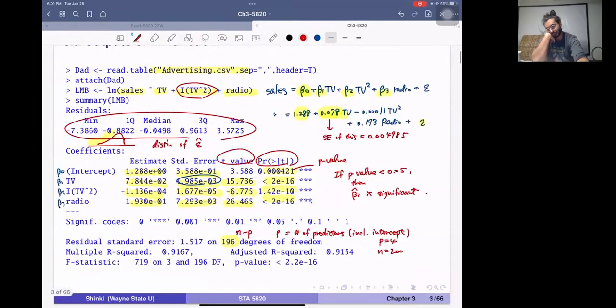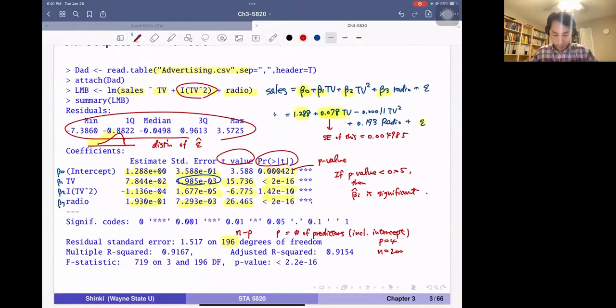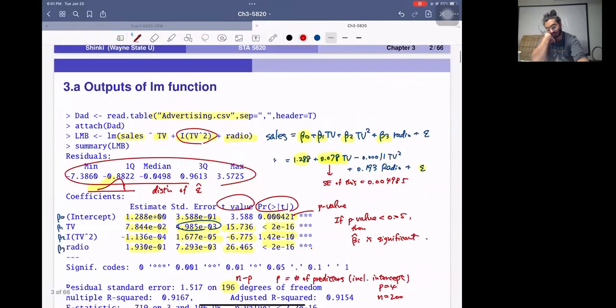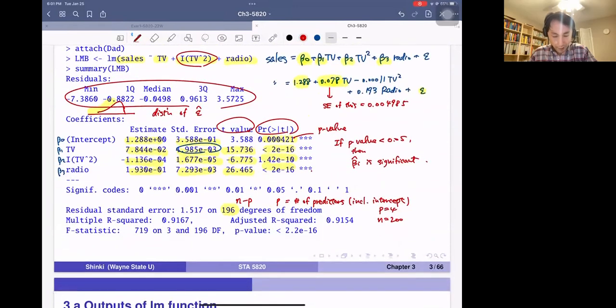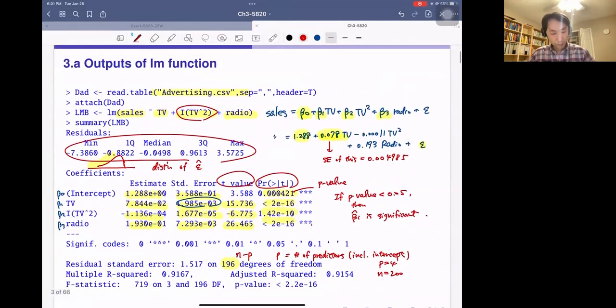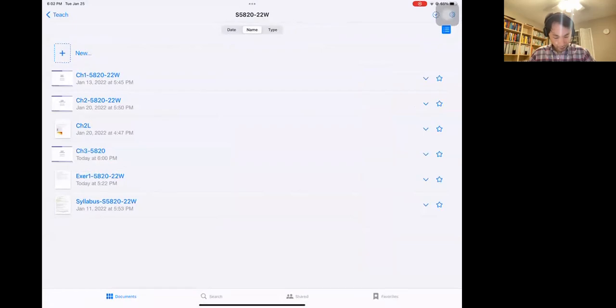I do have a question. Yeah, sure. Why are they using TV squared as a predictor? That means the relationship between sales and the TV is probably not linear, but quadratic. Maybe we can see the chapter 2 slides.